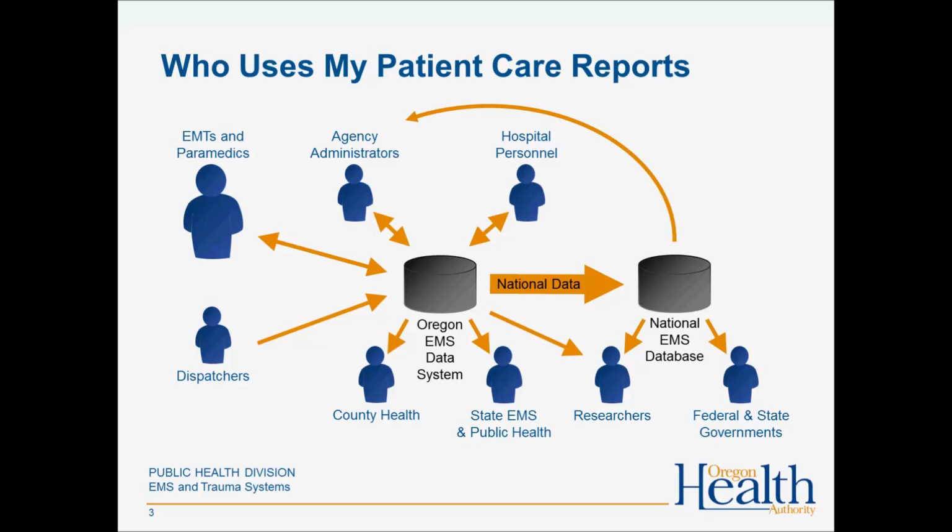The information in that national database can be used by researchers and also by federal and state governments and even by you or your local agency to understand how EMS works across the country and to compare or benchmark your EMS agency with national data. Researchers can also use the information in Oregon's EMS data system. They must go through a rigorous approval process to ensure that the information that they receive is kept private and confidential.